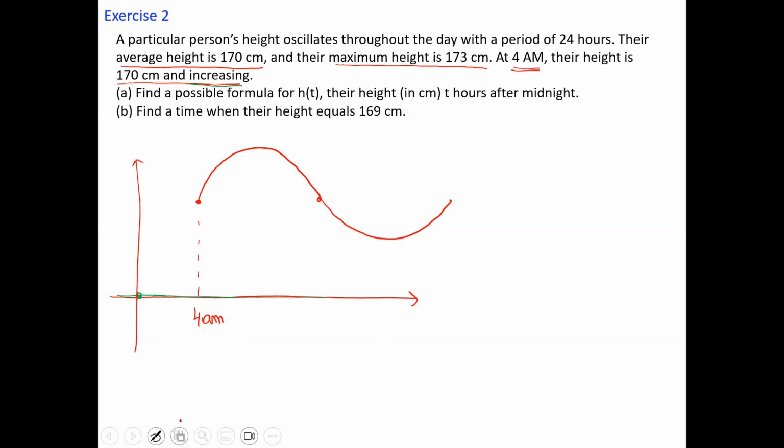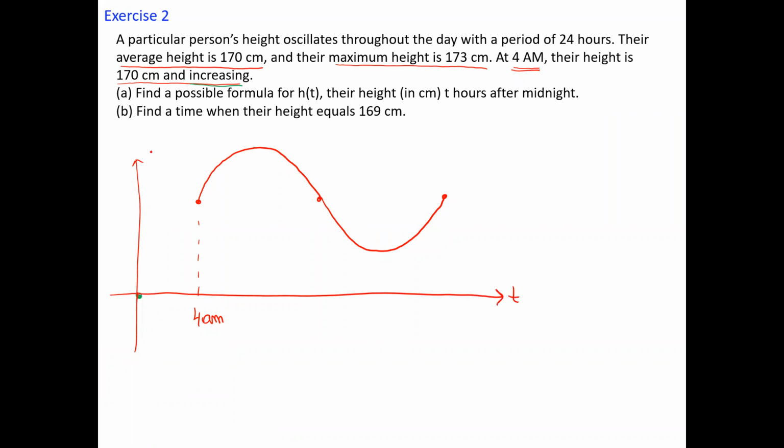Is it not really symmetric? We can see. Okay, let's leave it. We never have a perfect one, but we know the model. Time, height. Okay. So we know that this average is 170. That's the height. Okay, midline.